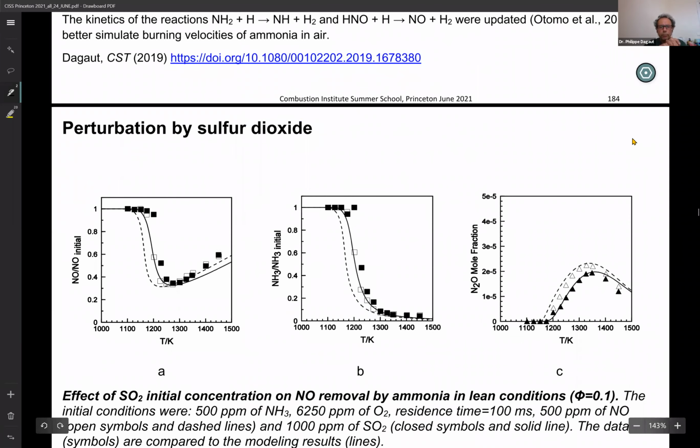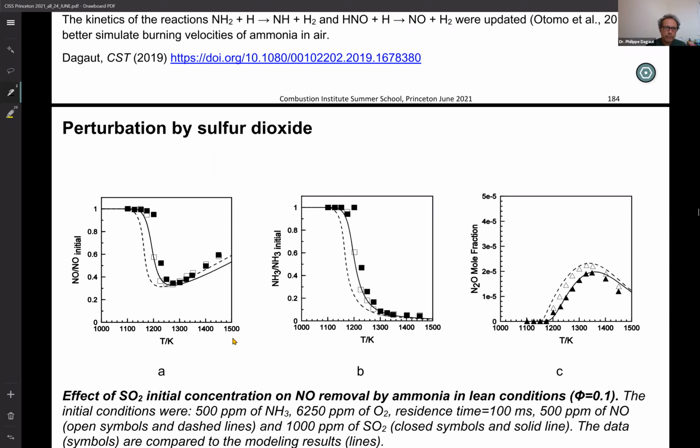When you are burning real fuel, it's frequent that you have both NOx and SOx present. Therefore, we have been looking at the possible interaction between NOx chemistry and sulfur chemistry. So this is an example of the effect of SO2 on NO removal by ammonia in fuel lean conditions. The conditions are given here. Again, we work with relatively small concentrations of ammonia and NO, and a relatively high concentration of SO2.